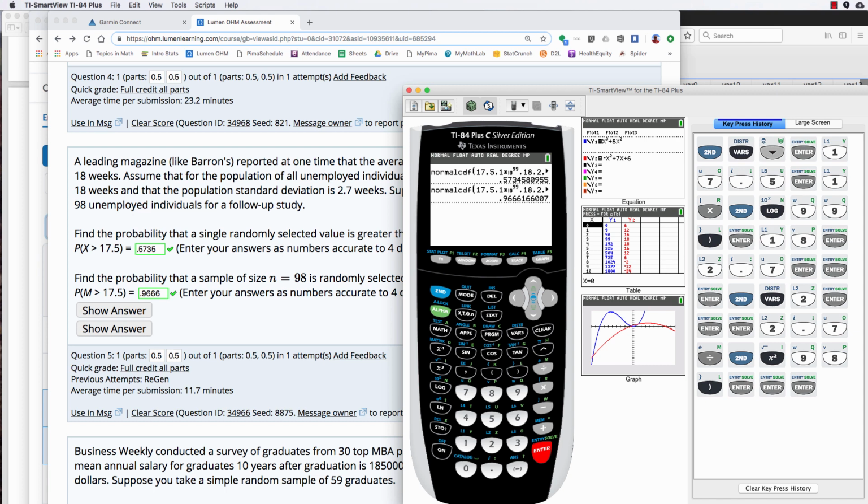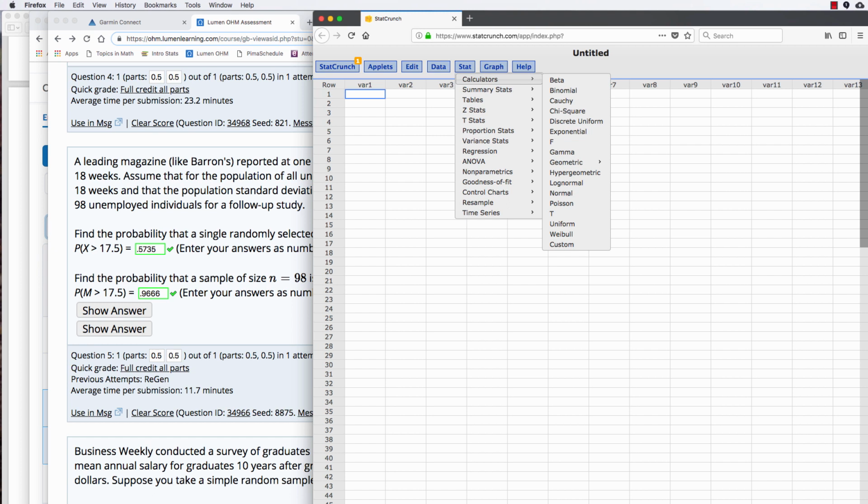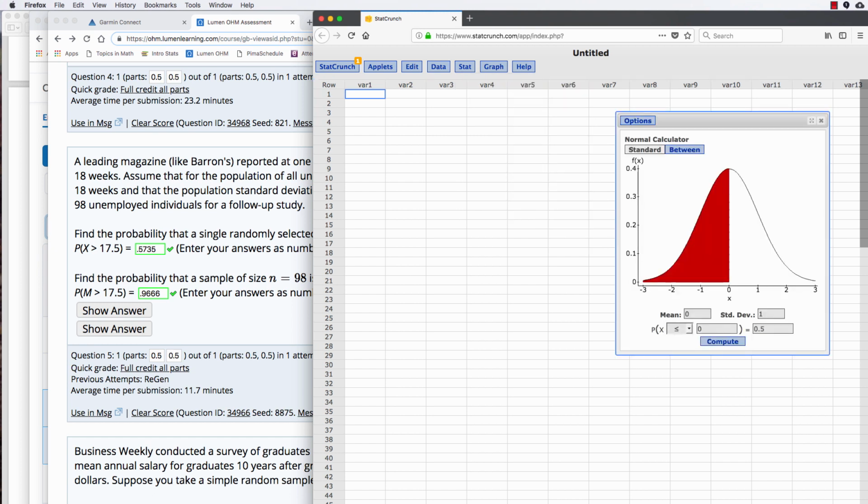All right, let's use StatCrunch this time. Now in StatCrunch, we go to Stat, there are calculators. We go to the normal calculator. And here we see the mean is 0 and standard deviation 1. We can do less than, greater than. We can even do in between values, which will be the next problem.